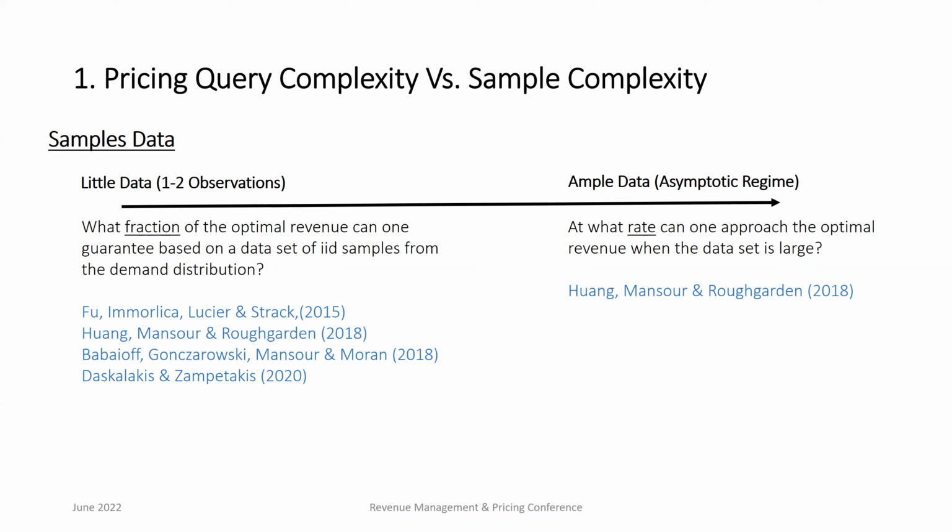And there are various papers that study that question from both an impossibility perspective and lower bounds, and also upper bounds and optimal pricing policies under limited data. So that's roughly the picture for the samples data structure.